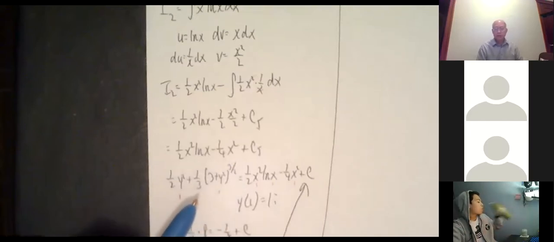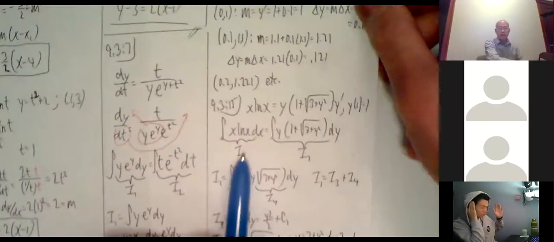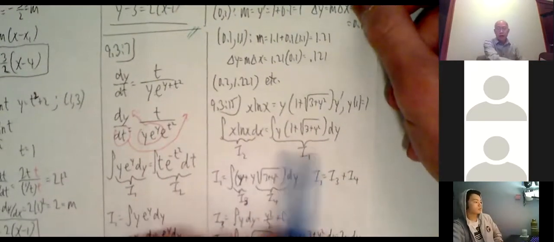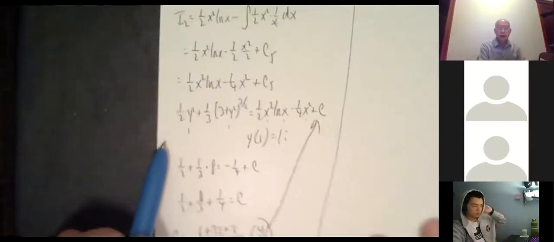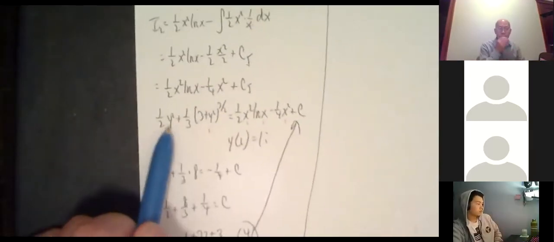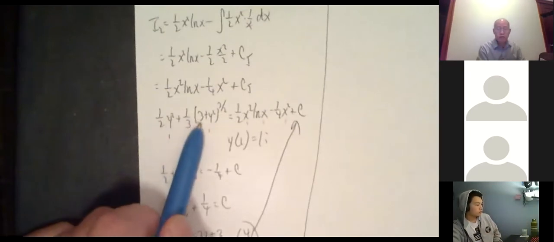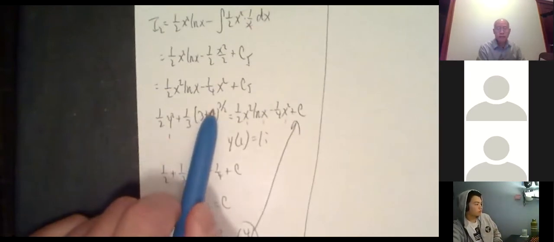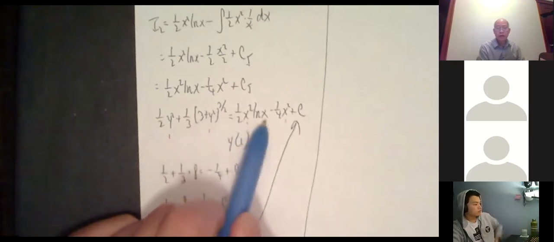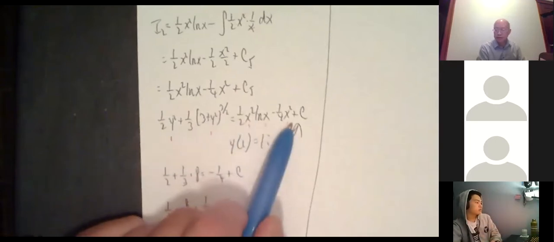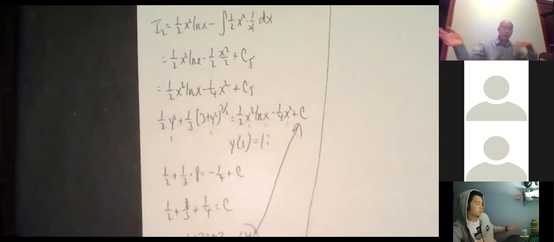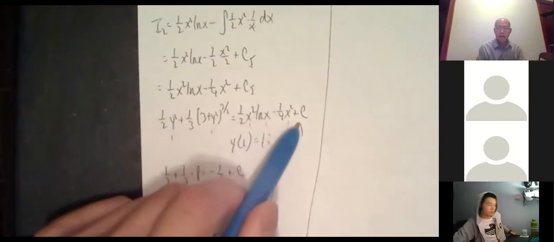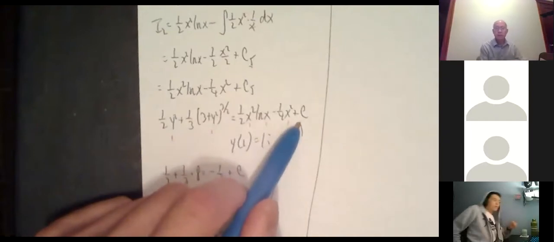Okay, so finally I put together the left side and the right side. So way back over here, I have I1 and I2. So now I have 1/2 y squared plus 1/3 (3 plus y squared) to the 3/2 power equals 1/2 x squared ln x minus 1/4 x squared plus c. Again, now you put all the c's together, C1, C2, C3, C4, C5, it's all just one c now.